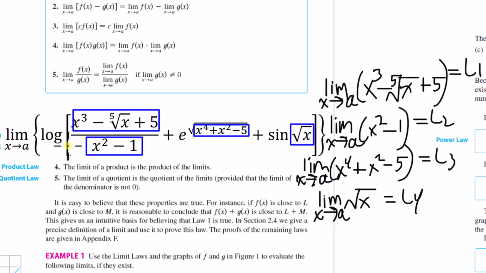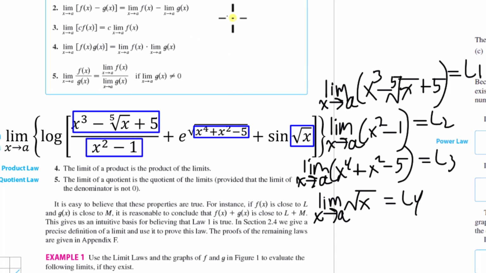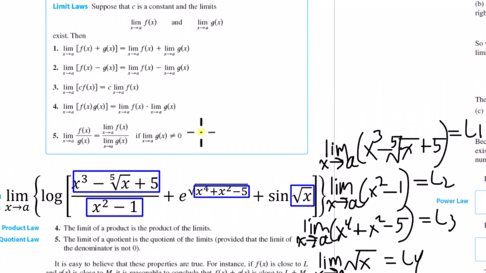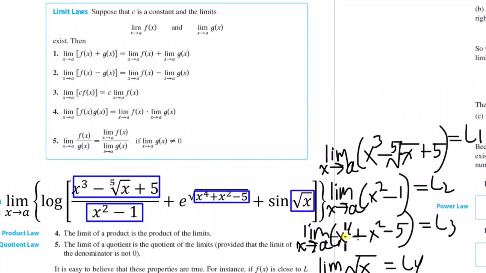Well then, to evaluate what this entire expression is doing as x approaches a, you just replace this with L1, and this with L2, this with L3, this with L4. Divide these two numbers, e to the square root of this number, sine of this number, take the log of that. That's what the whole limit is approaching. You see how that works? You see how that makes sense? And so that should give you some intuition as far as where these rules come from. It's easy to just distribute the outer limit of any limit expression to the inner expressions.